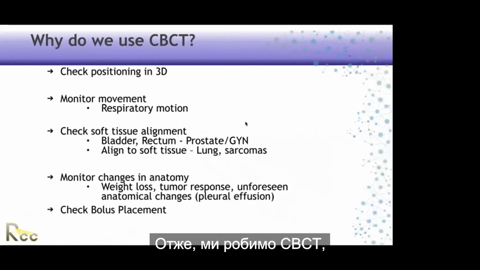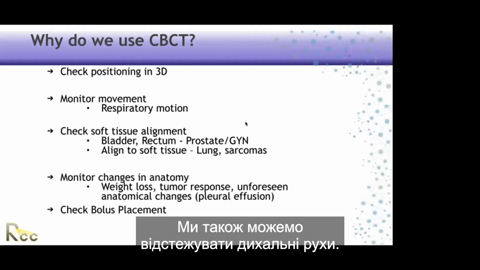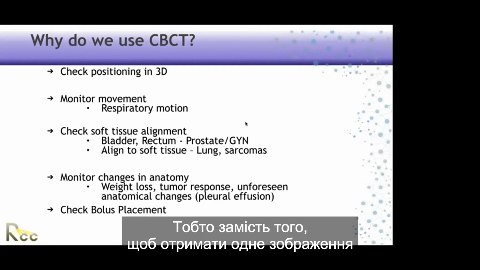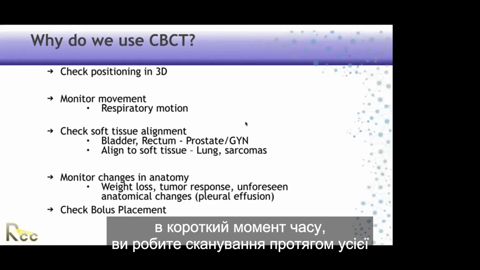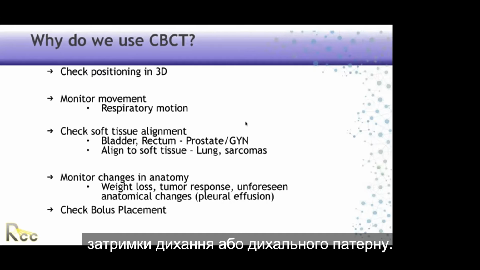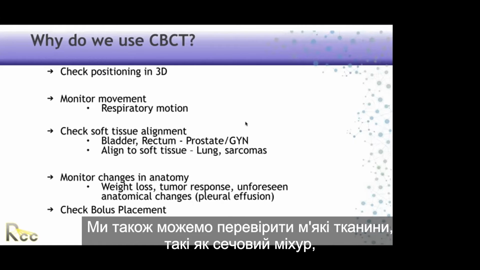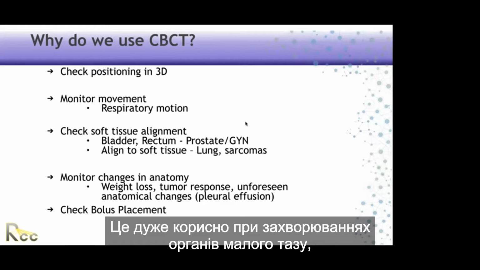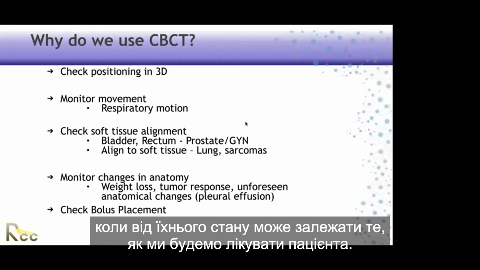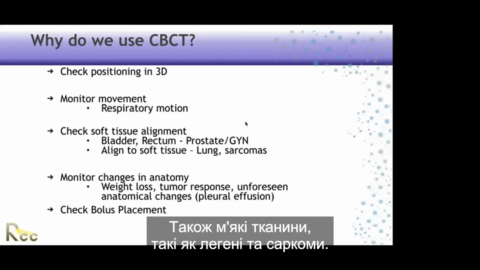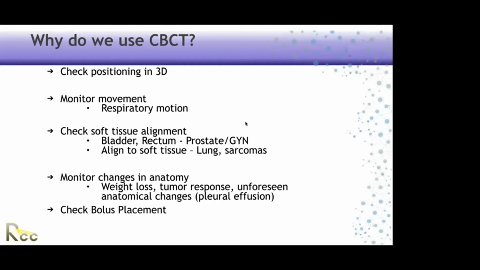Okay, so we do cone beam CTs to check a 3D position. We also are able to monitor respiratory motion. So instead of just getting one image at a brief moment in time, you're taking a scan throughout the whole breath hold or the breathing pattern. We also are able to check soft tissue such as your bladder, your rectum. It's very helpful for pelvis cases where those volumes can make a big difference in where we're going to be treating. Also, soft tissue such as lungs and sarcomas.